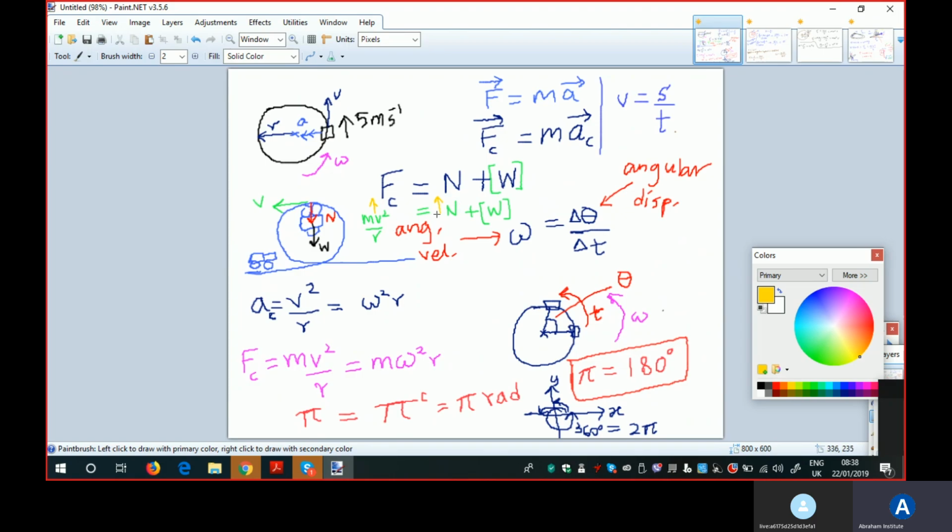To do that, you have to set N to 0, and then you will get the minimum tangential speed, or the minimum speed that the vehicle should have at this position so that it completes the circle. Any questions on that? Any questions?